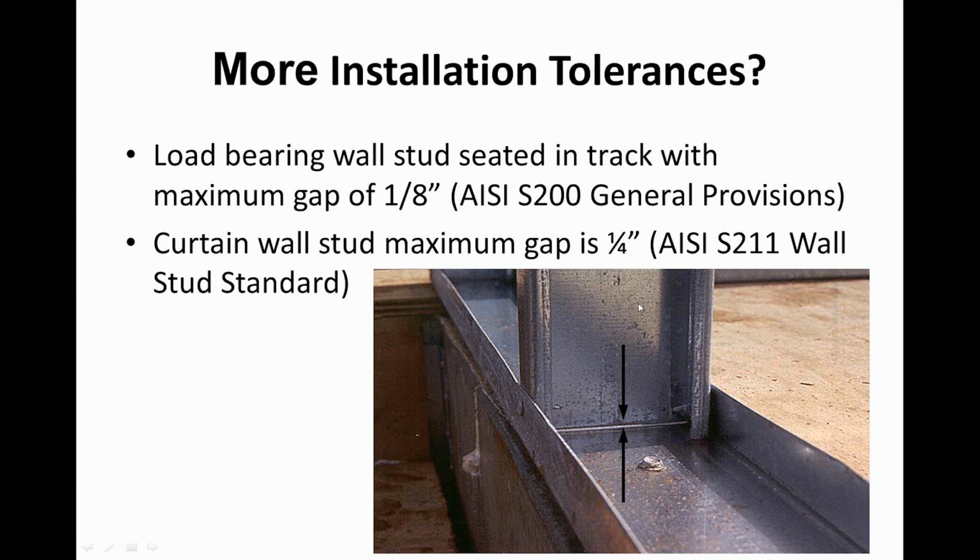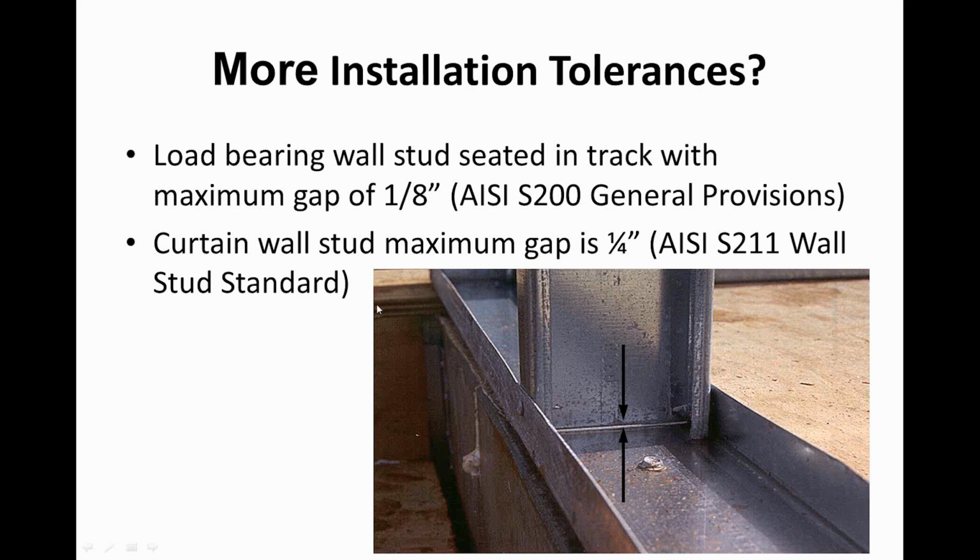So if this is a load-bearing member, what S200 tells me again is that the maximum gap between the end of the stud and the web of the track is 1/8 of an inch. 1/8 of an inch is actually based upon some research that one of my graduate students did. There's a master's thesis out there on that. So that's for the axially load-bearing stud. If I have a curtain wall stud, that maximum gap is now 1/4 of an inch.